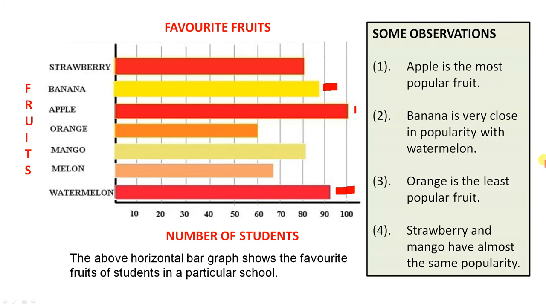So we've seen in this video how we can organise data in the form of tables, that is column graphs or bar graphs, and because they're beautifully set out, we can make sense of the data. We can answer questions, we can make deductions and observations.